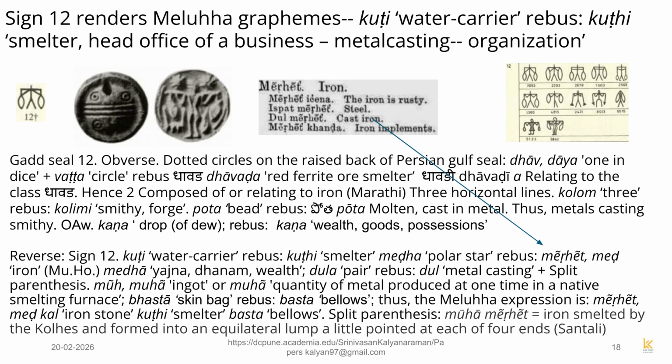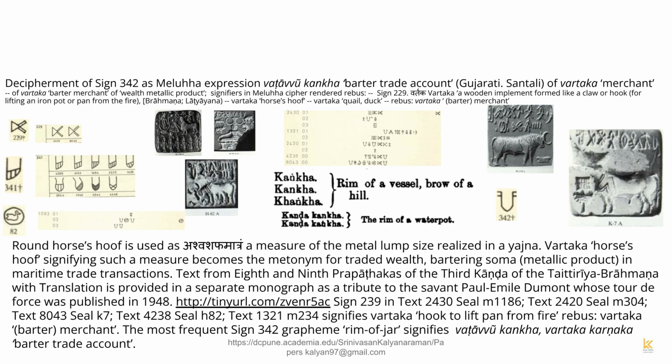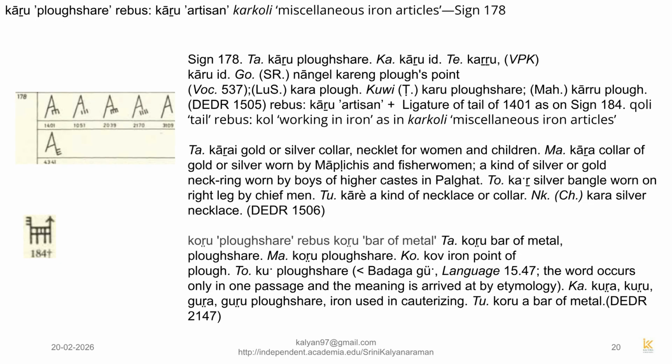from Dwarka. This seal, M1405, features the rhinoceros hieroglyph, interpreted as shield or tools, and combined signs indicating the smithy forge and goldsmith guild trade ledger. GAD Seal 12, obverse and reverse, details the Maluha expression for iron and bellows, suggesting a metal casting smithy.